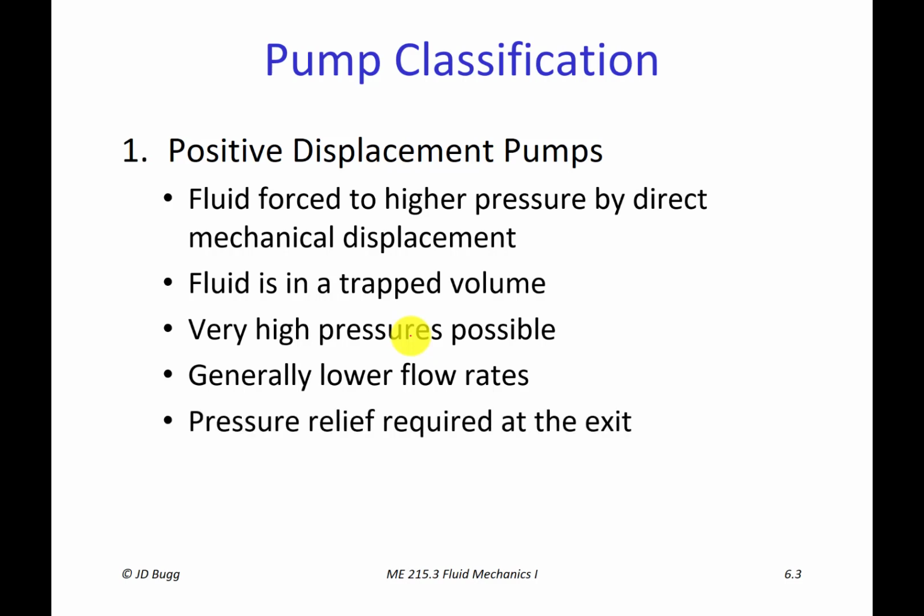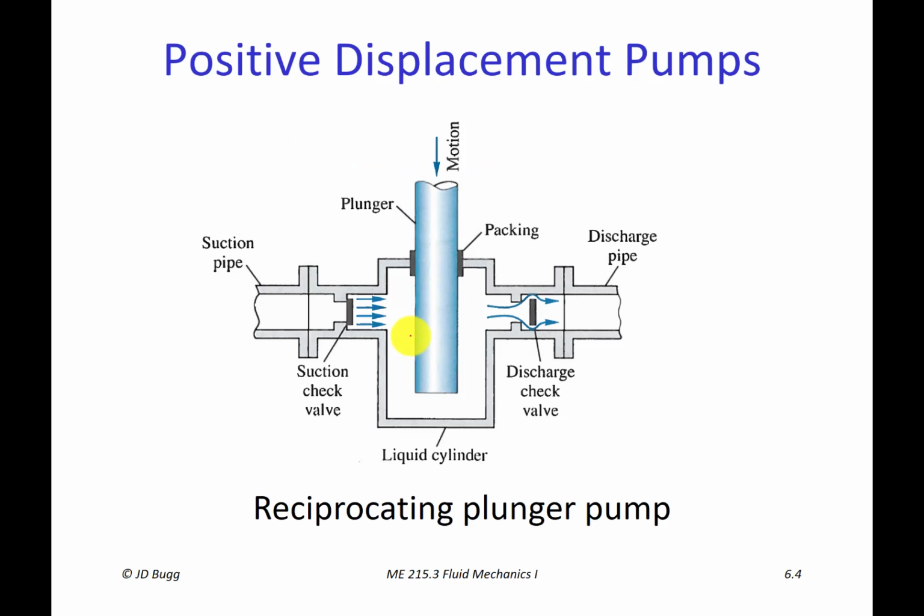Now, another characteristic of positive displacement pumps is that they typically require pressure relief at their exit. Because they have a trapped volume of fluid, which they're directly displacing into a higher pressure region, if there's nowhere for that fluid to go, then the pressure will go very, very high very quickly. So they typically have some kind of pressure relief at their exit. So let's just take a look at a bunch of different positive displacement pumps, and you can see a lot of these characteristics that we've been talking about in action.